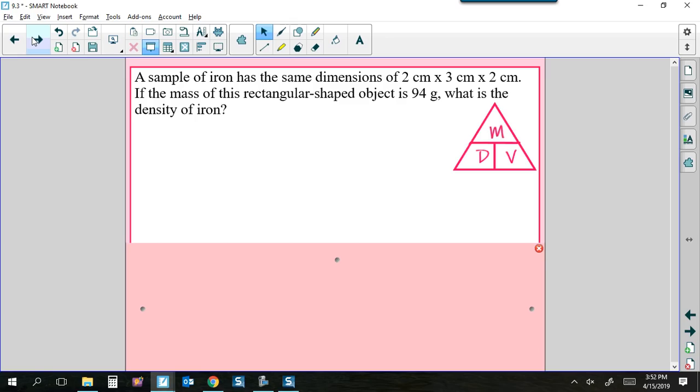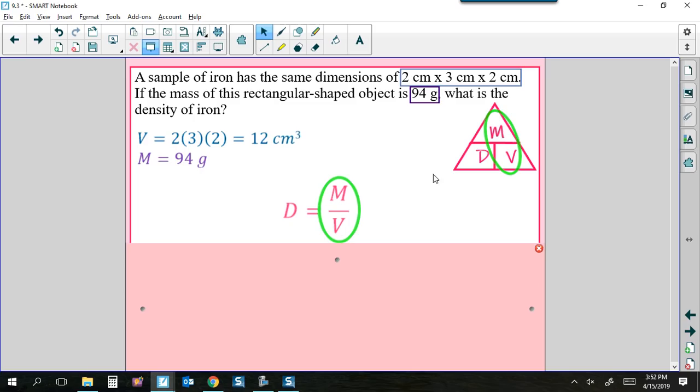Okay, so we know that we have the mass, and we also know we have dimensions of an object that would give us volume. So we have mass, and we really have volume, because you just multiply the depth, the length, and the height. And sure enough, they're asking us to find the one thing we don't have, density. And if we look back at our little trusty triangle here, we know that density is found by dividing mass by volume.